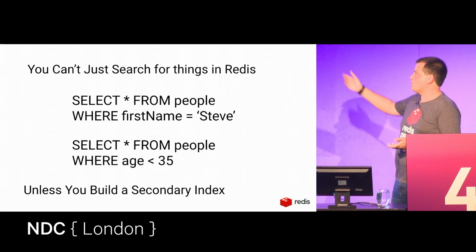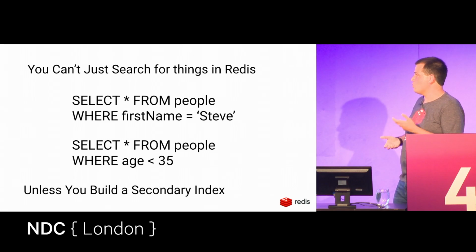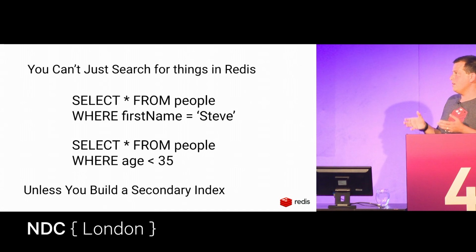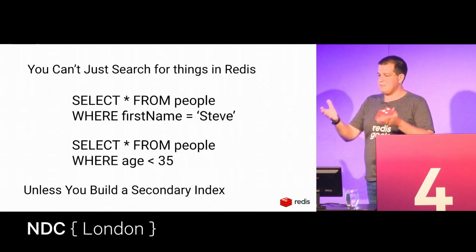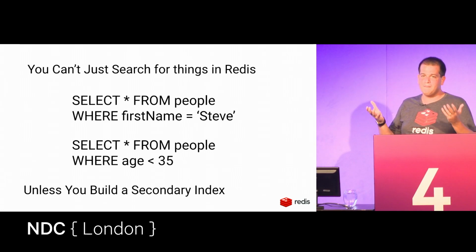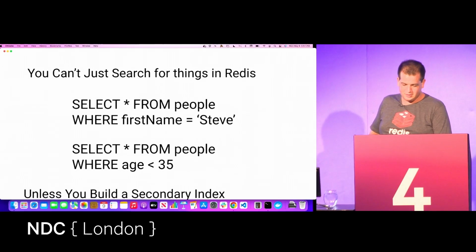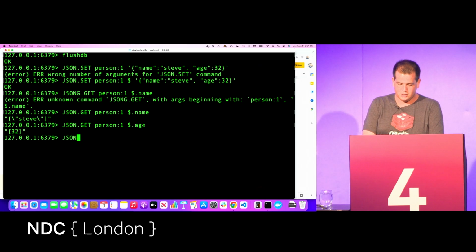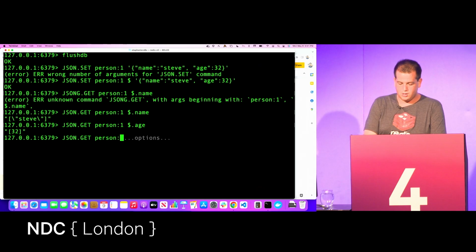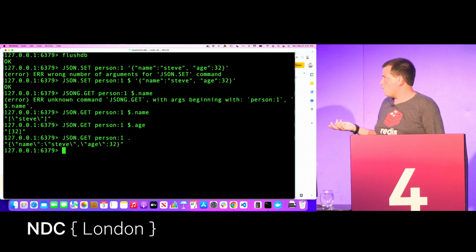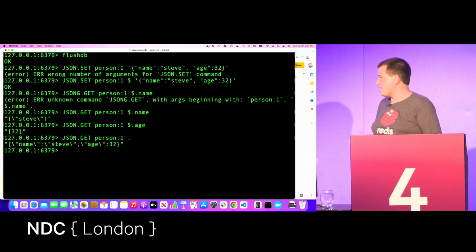You can't just do a select star from people where the first name is Steve. You can't do a select star from people where age is less than 35. It just isn't set up to work like that. The most efficient queries you can make are on the primary key, which in the example I've been showing you so far has been person:1, right? So if I wanted to find anything in it, I can do a JSON.get person:1, and pass in the root path, which is a period or a $ sign, and I can get the whole object.